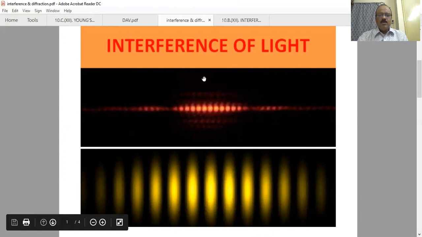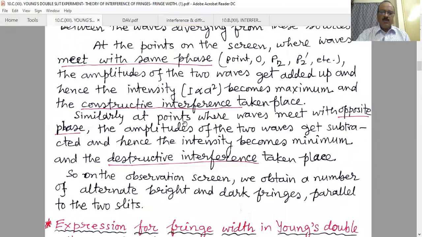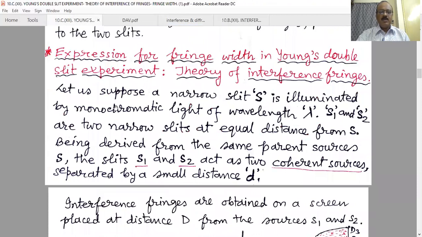Now we have to find the expression for the fringe width in Young's double slit experiment. That is also known as the theory of interference fringes, or theory of interference of light, or theory of Young's double slit experiment. Above, we have studied the description of the Young double slit experiment, and the theory of Young for the expression for the fringe width is known as the theory of interference.